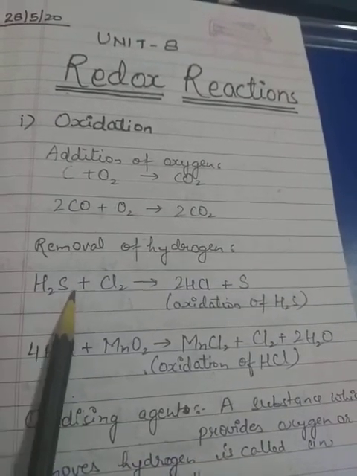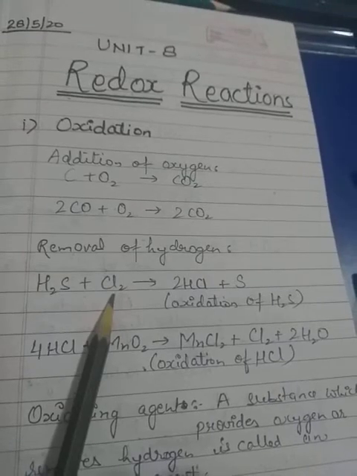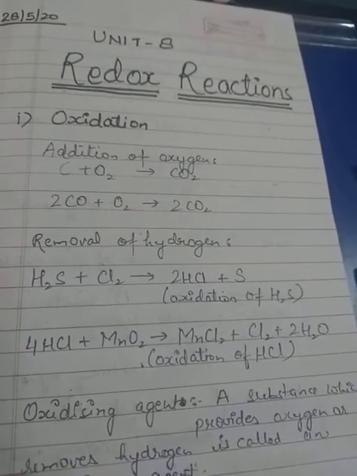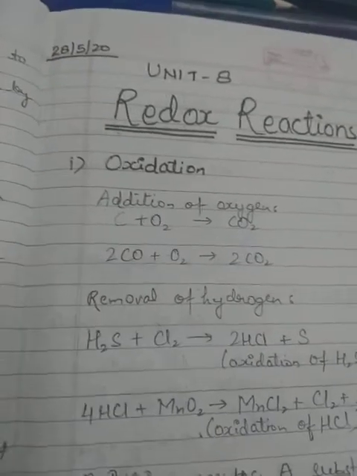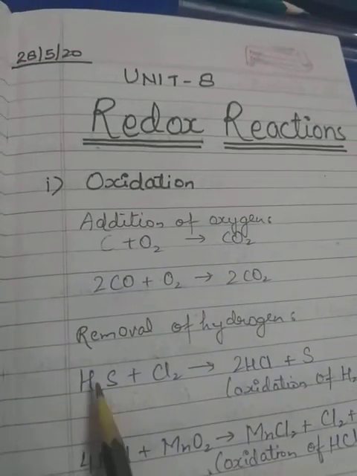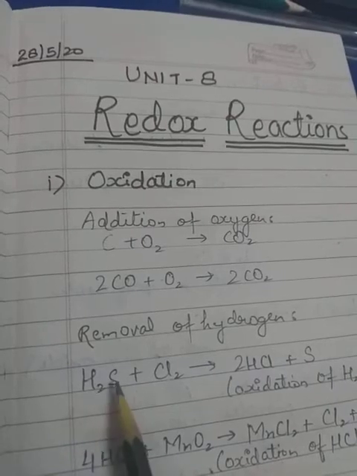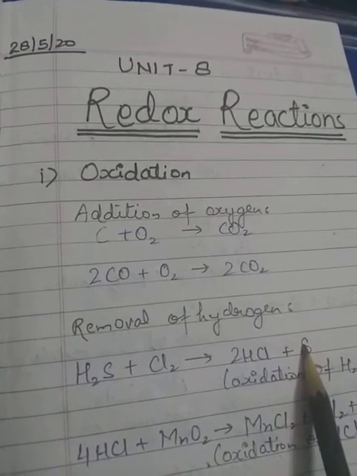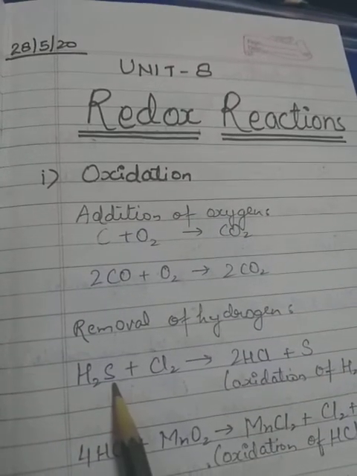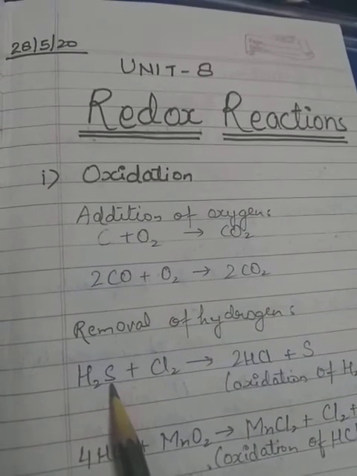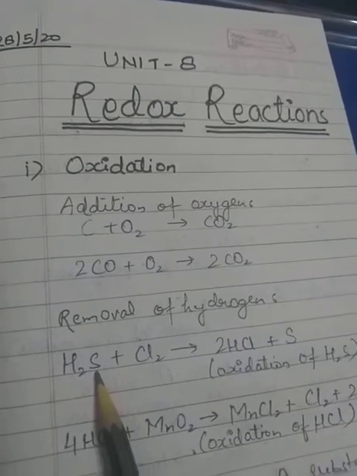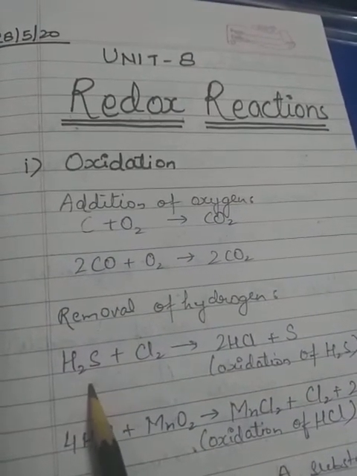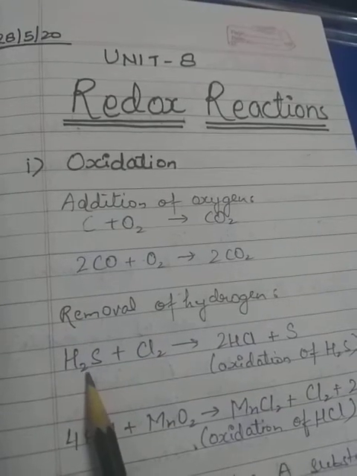Like H2S and Cl2, when these two are reacting, we are getting HCl and sulfur. Okay, so if we see this reaction, removal of hydrogen is taking place from H2S, it is changing to sulfur, and removal of hydrogen is taking place. Since removal of hydrogen is here, it means oxidation of H2S is taking place.